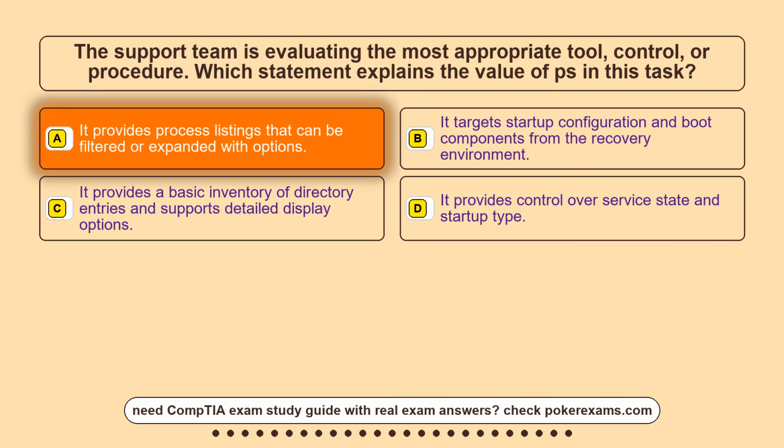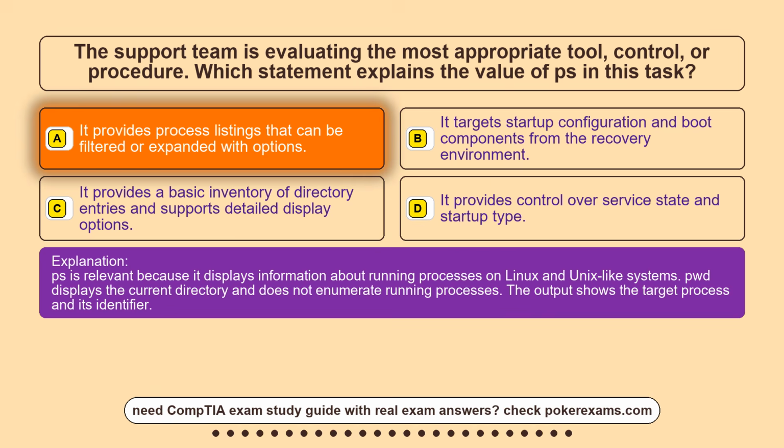It provides process listings that can be filtered or expanded with options. PS is relevant because it displays information about running processes on Linux and Unix-like systems. PWD displays the current directory and does not enumerate running processes. The output shows the target process and its identifier.